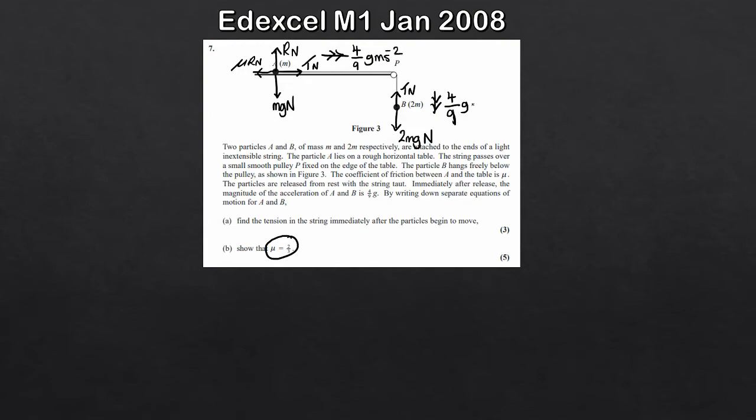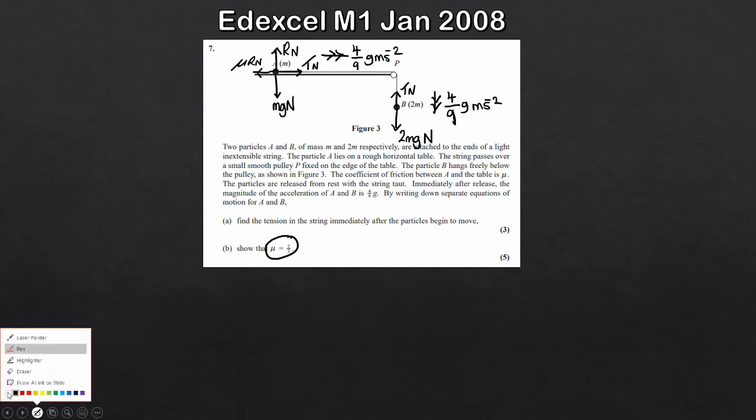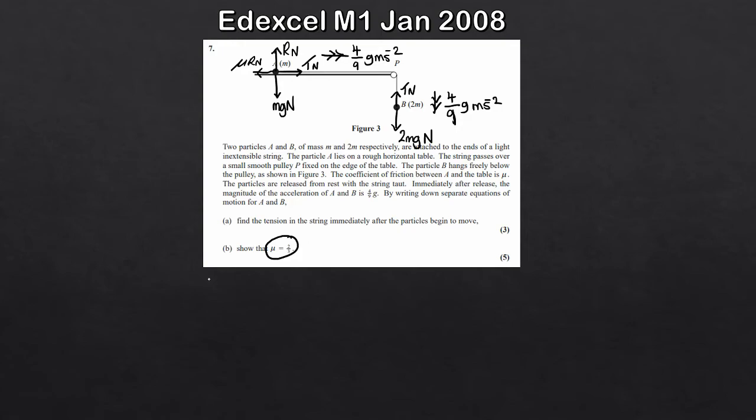So in that case, I think we've got everything here. Let's have a go at tackling it. So let's just change the pen colour. So part A then, we want to find the tension in the string immediately after the particle begins to move.